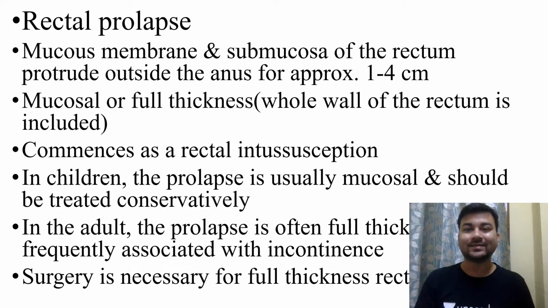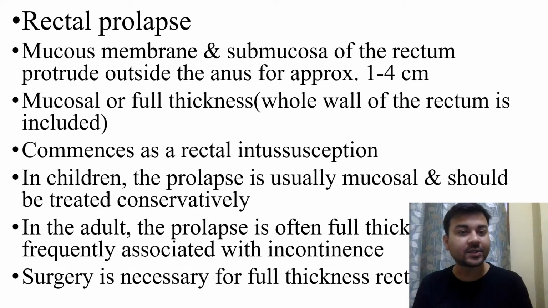First is partial, also known as mucosal rectal prolapse, and another type is full thickness rectal prolapse. Full thickness means all the layers of the rectum are prolapsed; the whole wall of the rectum is included. In partial thickness, only the mucosa is prolapsed. Usually partial rectal prolapse occurs in children and is treated conservatively, whereas full thickness rectal prolapse is treated by surgical management and is mostly seen in adults.